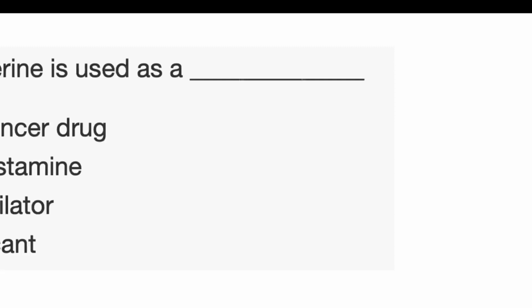Now think about it. What could be nitroglycerin's use for humans? Is it an anti-cancer drug? Is it an antihistamine or a vasodilator or a lubricant? I'll wait for a minute and collect some answers. Meanwhile, I'll encourage all the students to participate. We have almost covered 50% of the questions that I had prepared for you guys. So please participate in the other half of them.